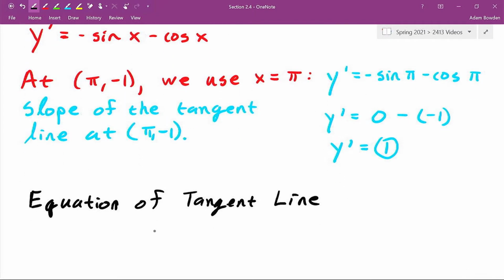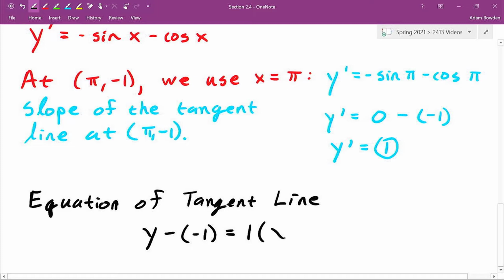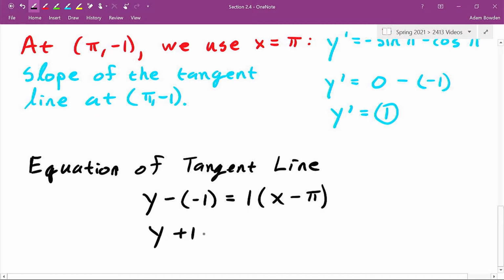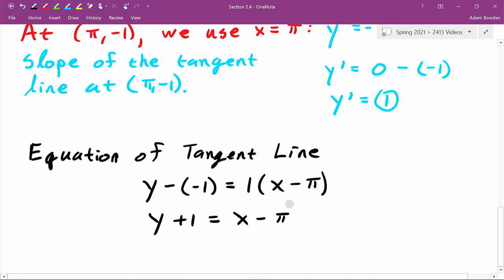So we'll be plugging in here y minus negative 1 equals 1 times x minus pi. So we go y plus 1 equals x minus pi. And y equals x minus pi minus 1.